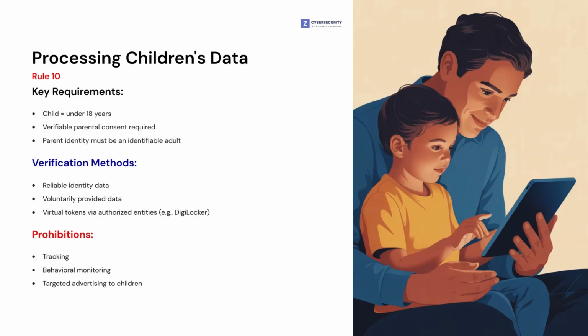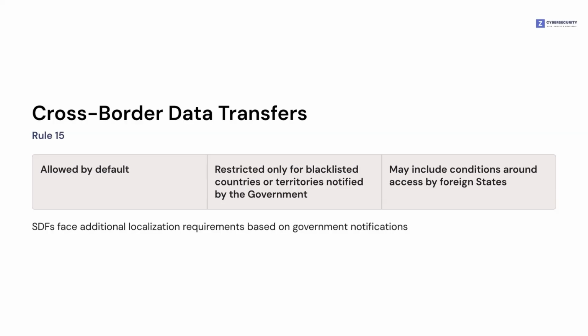Now, let's talk about cross-border transfers. Cross-border data transfers. Under the DPDP Act, transfers are allowed by default. They are restricted only when the government blacklists specific countries. SDFs may have additional localization requirements for certain categories of data. If you want a clear explanation of India's negative list model for data transfers, tap the I button on your screen now.